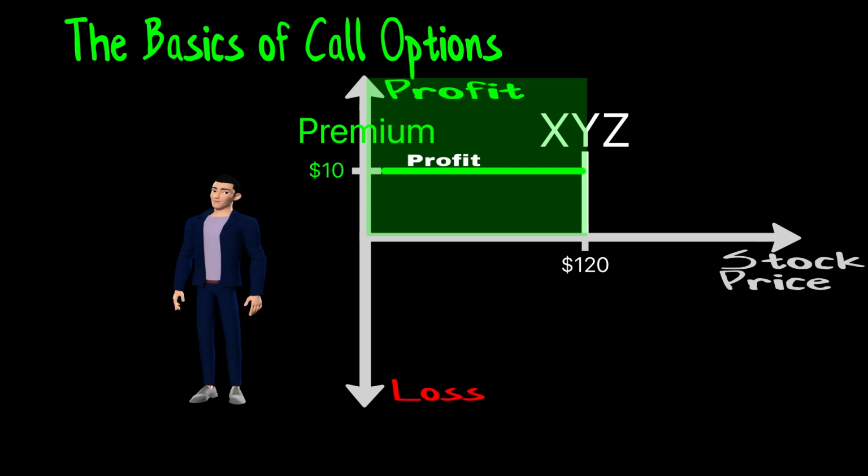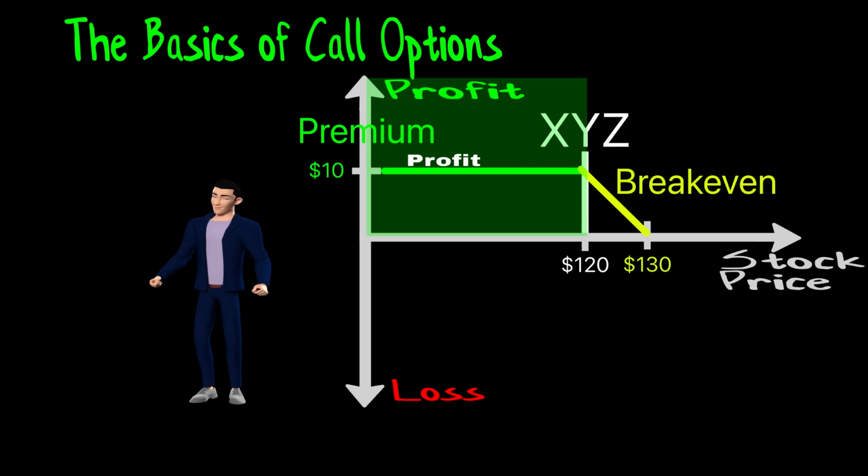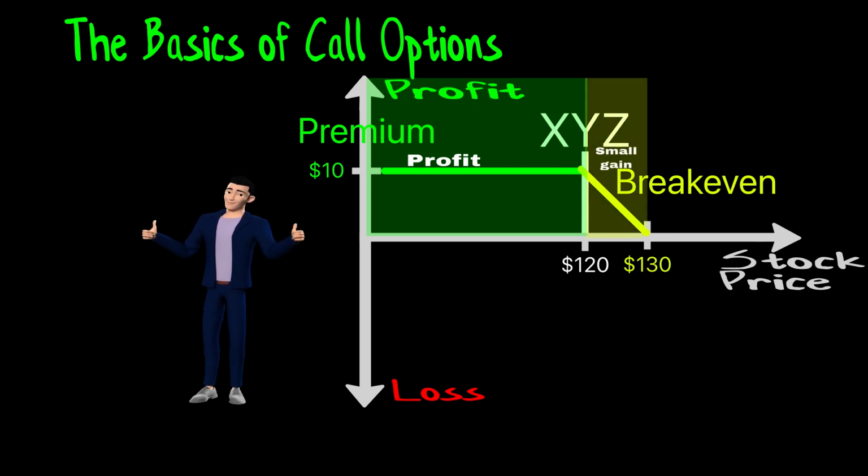If the stock is below his break even of $130 per share and above $120 per share, Brad will be in the yellow zone and he will make a small gain on the trade. This means even if the stock goes up a little, Brad makes some money.